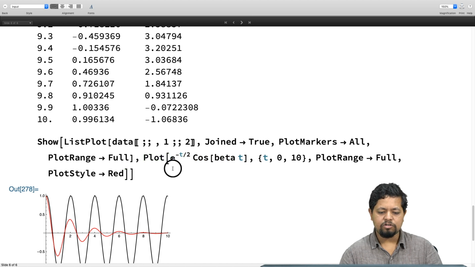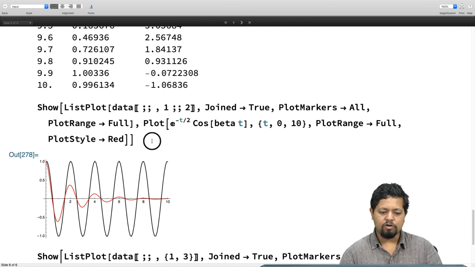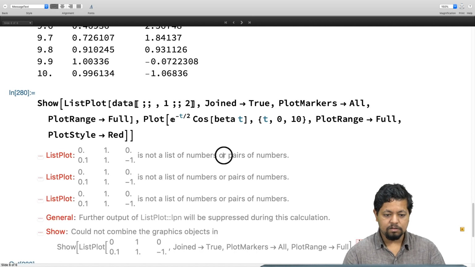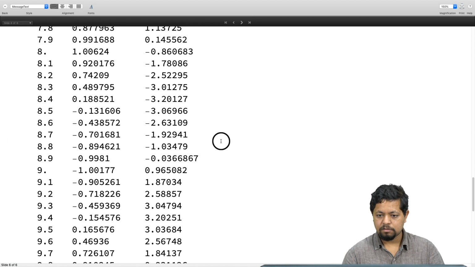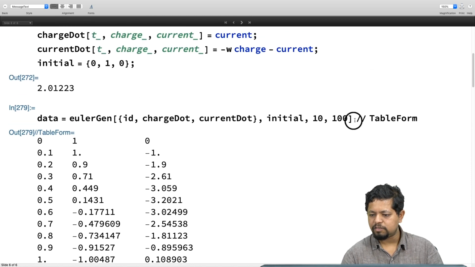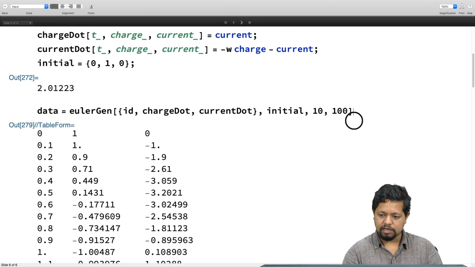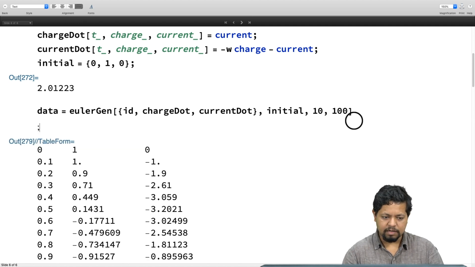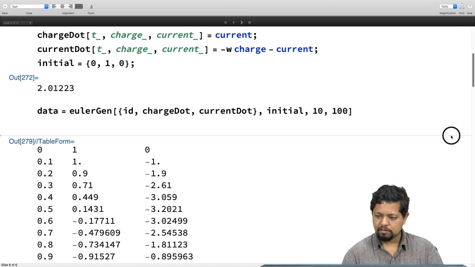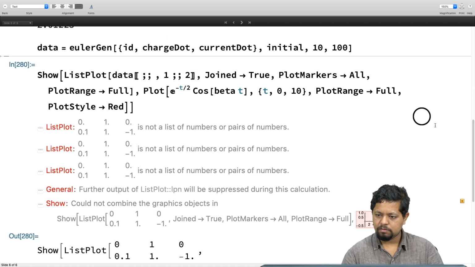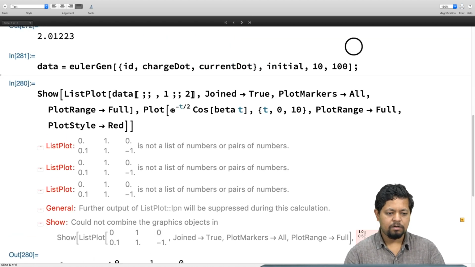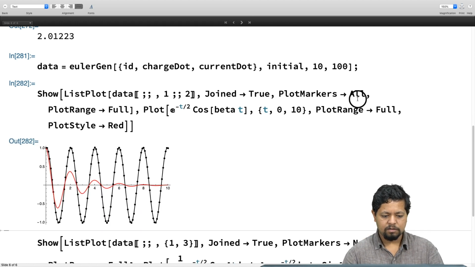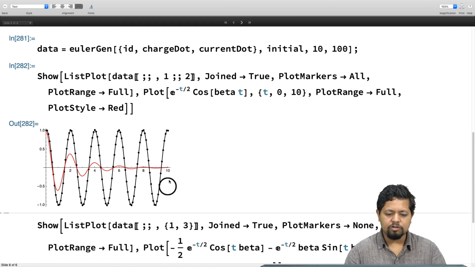I want to compare the analytical solution with the solution that I've got, and I see that this comparison is really bad. I think I have put a table form here, so let me remove this table form because I want to take the data as a list. Let me put the semicolon back again now that you understand. Now I'm going to do this comparison, and there we go. So this is my analytical solution, and it doesn't really work very well. It doesn't give me any good comparison with the analytical solution.